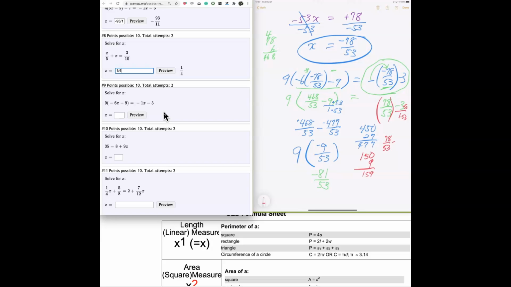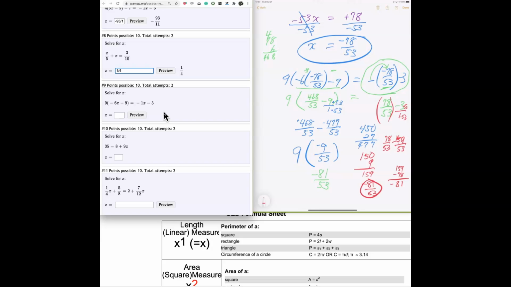So we've got 78 over 53 minus, and this is negative, so minus 159 over 53. So we're subtracting that, right? So we've got a positive and a negative. We're going to take the difference between the two, which is the same as subtracting one from the other. 9 minus 8 is 1, and 15 minus 7 is 8. We're going to get 81. And the bigger number is negative, so that's a negative 81 over 53.